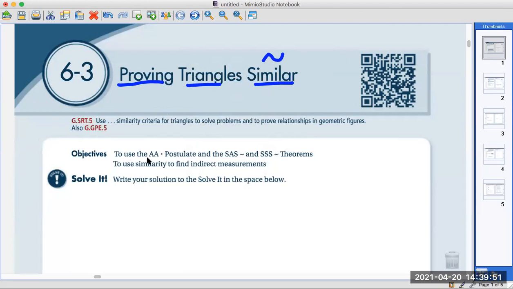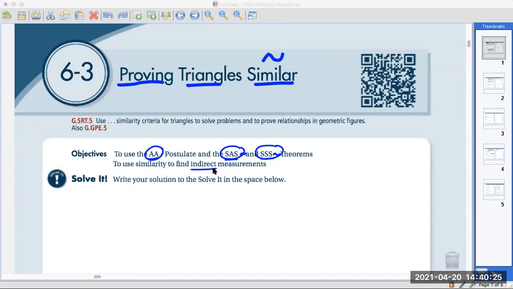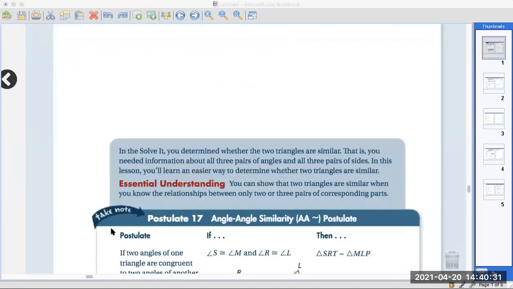And today you're going to pay special attention to use the AA, the SAS, and the SSS similarity theorems. We have already learned about congruency theorems that look exactly like these two, but this time it's about being similar. So the little squiggly right here makes that difference. And AA just means two angles. And I'll show you what all these mean. So there's three sections you need to pay attention to when you do your homework. Okay, and we're also going to talk about indirect measurement, which is really interesting, to me at least.